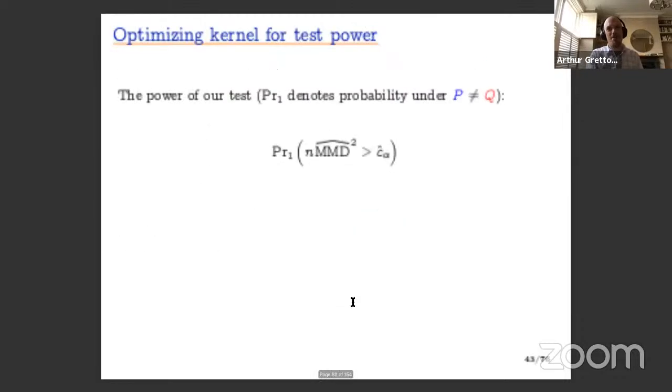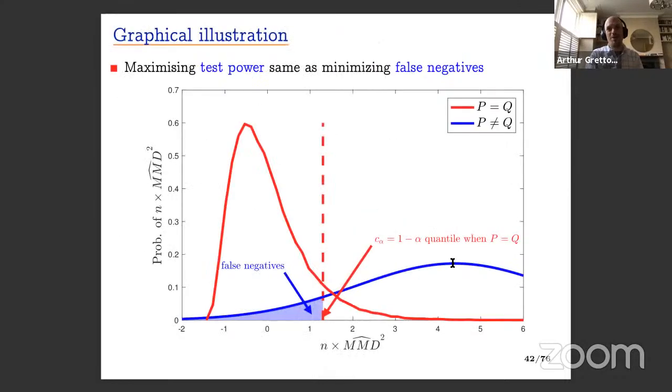Okay. Graphically, what does that look like? It looks like pushing this blue curve to the right and making the variance of this blue curve as small as I can. If I push the blue curve to the right and make its variance small, then this area here is going to be shrunk.